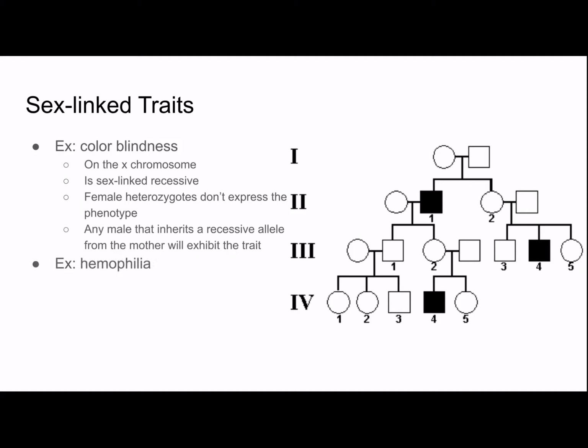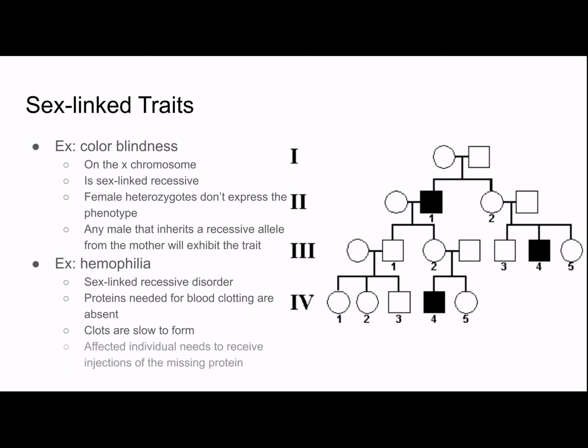Another example is hemophilia. It's a sex-linked recessive disorder, again on the X chromosome. Proteins needed for blood clotting are absent, and clots are slow to form. So, unfortunately, affected individuals will need to receive injections in the missing protein in order to supply their blood with the factors that it's missing.